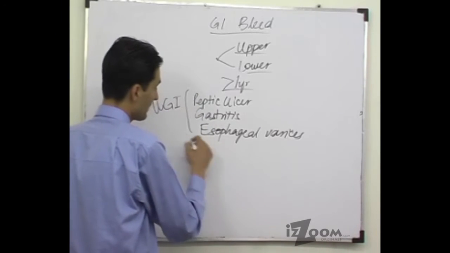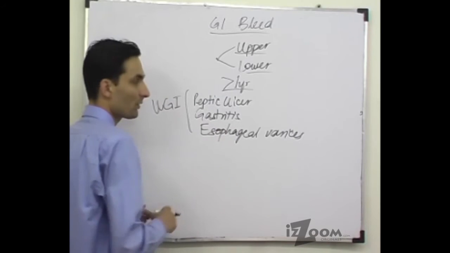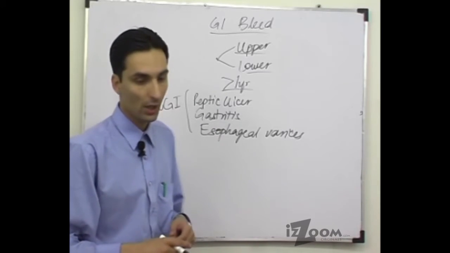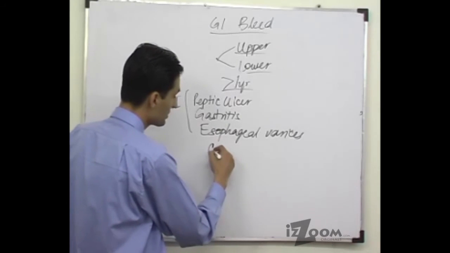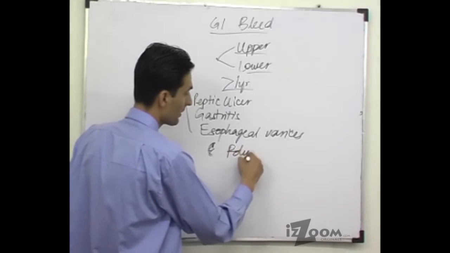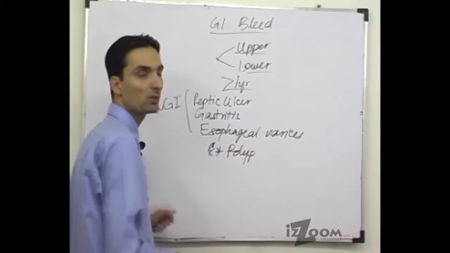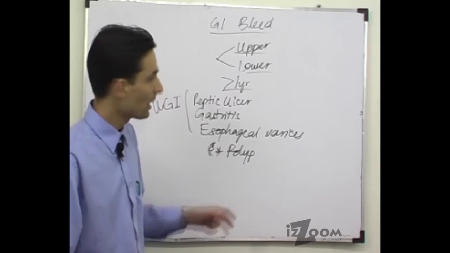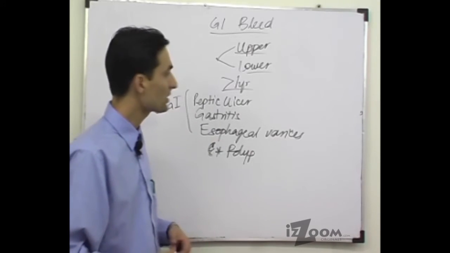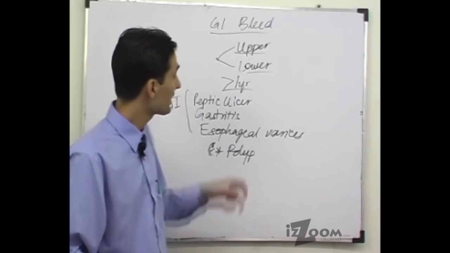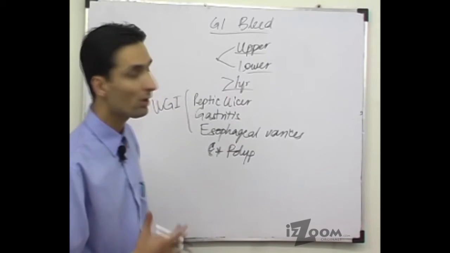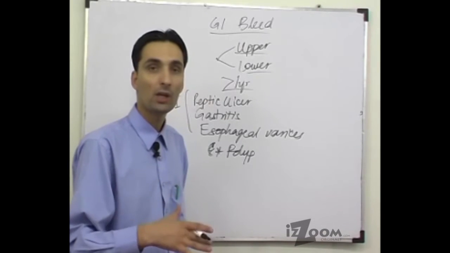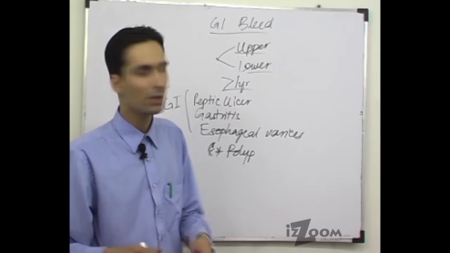Lower GI bleeding in children greater than 1 year of age can be due to colonic polyps, and this is a pretty frequent cause of bleeding in children older than 1 year of age. Also, intussusception is an important cause of bleeding in children greater than 1 year of age, although the majority of the cases occur between 6 months and 1.5 to 2 years.